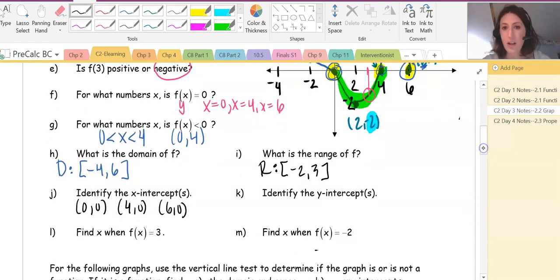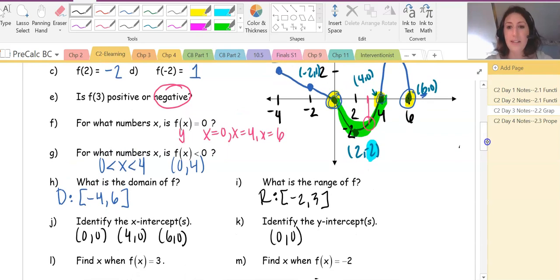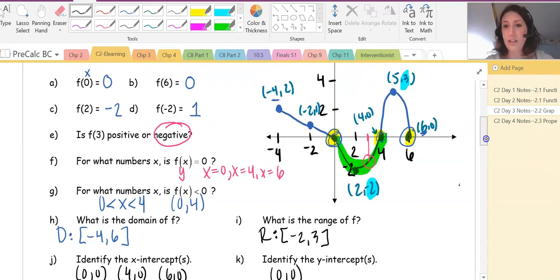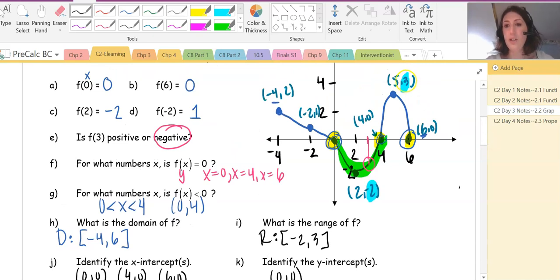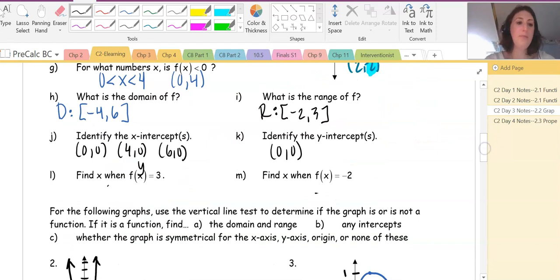Y-intercept, just 0, 0, right? Find x when f of x is 3. All right, so f of x is 3. They're saying your y coordinate is 3, which is happening right here. So our x value is 5.